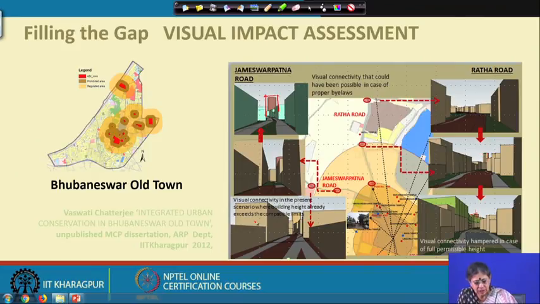And what is done here is that, by identifying the various visual cones, it is tried to find out what the impact of increasing the height would be on the visibility of a very important landmark of that area. This is how the exercise has been done, and before framing the bylaws, one has to understand and undertake this type of exercise.